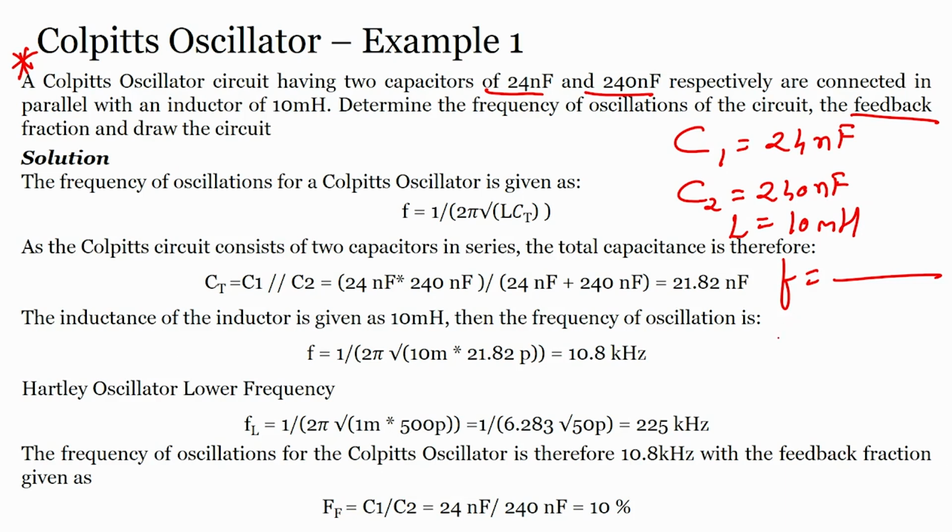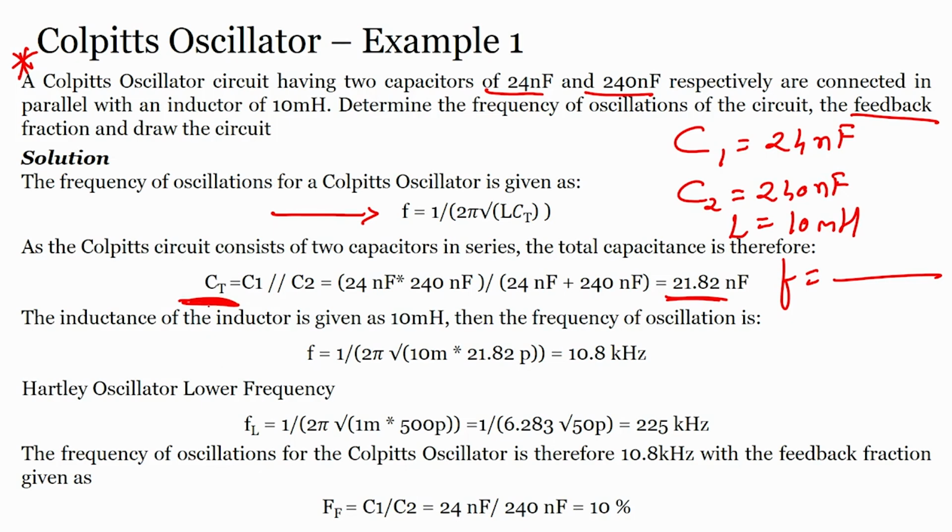Now, we already know that for the Colpitts oscillator, the frequency formula is f equals 1 by 2 pi under root of LC, where C is nothing but CT. Here CT is C1 in series with C2, so I can write 24 nanofarad times 240 nanofarad divided by 24 nanofarad plus 240 nanofarad, which equals 21.82 nanofarad. So, I can get the value of CT.